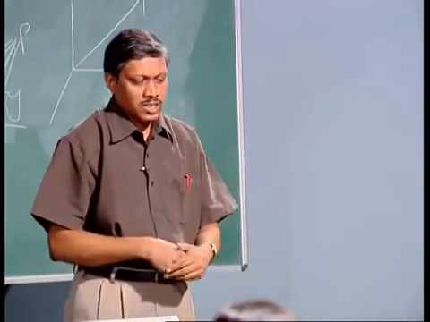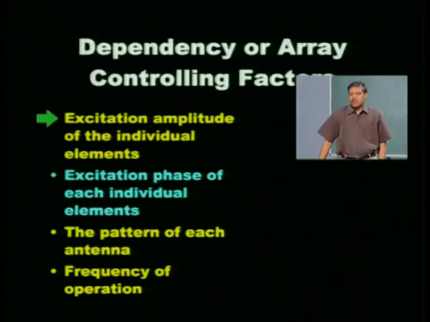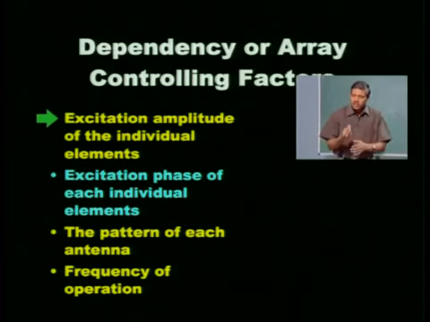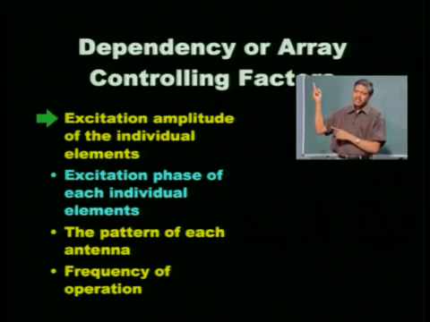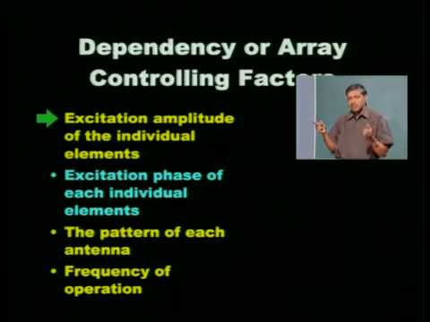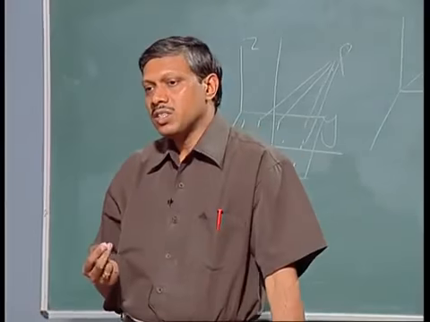Next is the excitation amplitude of the individual element, the current element. Yesterday in class we discussed I0 L. If the amplitude increases, obviously the field strength and field intensity will go on increasing, power density will go on increasing, and radiation intensity will go on increasing at the point of interest. So, amplitude definitely plays an important role.